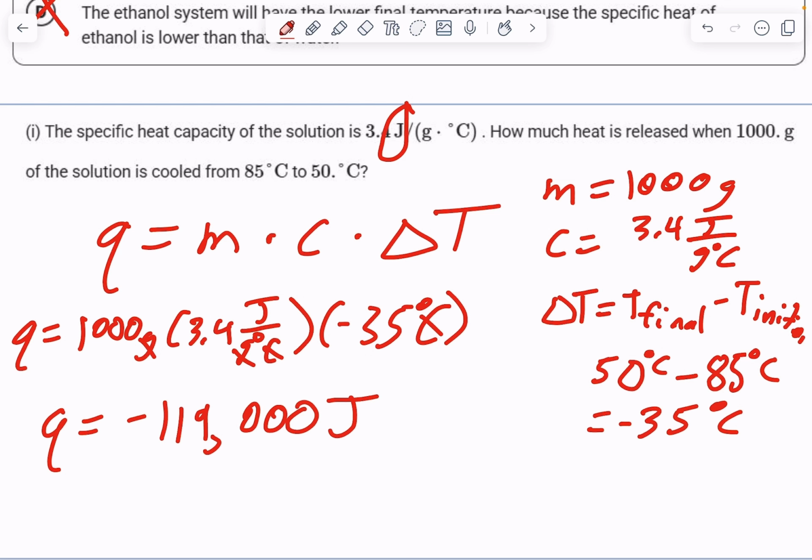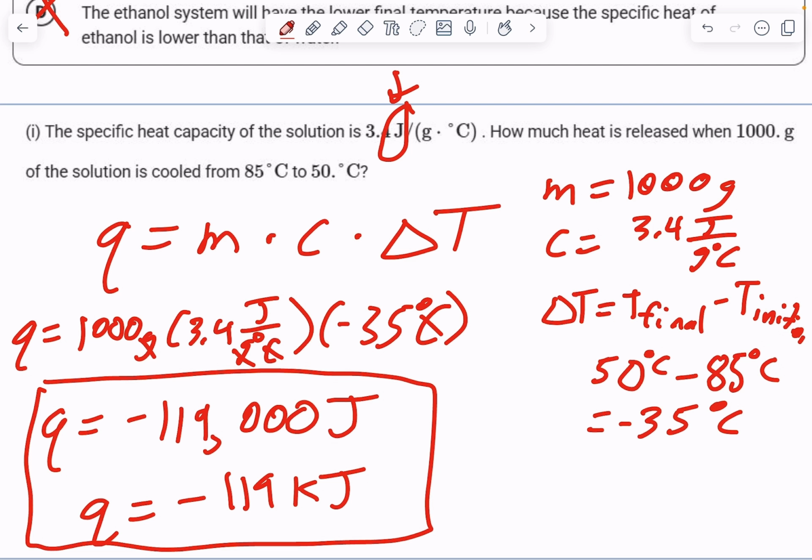It will always work out as long as you are given joules in the heat capacity. I can also convert this to kilojoules. That's negative 119 kilojoules. For the most part, you could write either answer on the AP test and you should be fine. Always try to get to 3 significant figures. But yeah, that's how you work heat capacity.